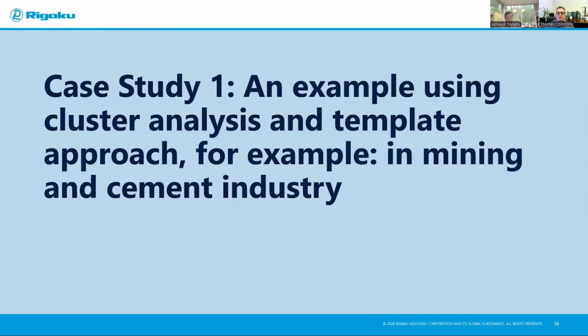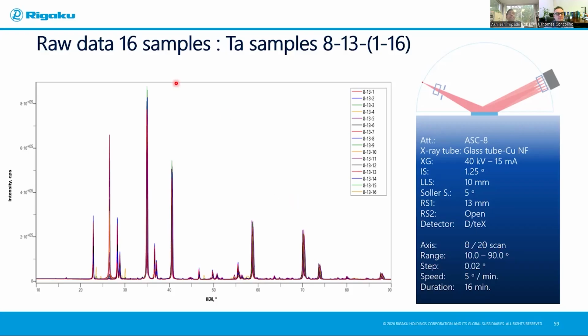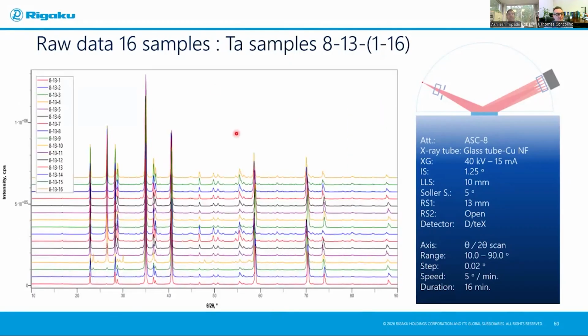So we talked a lot. I think people would love to see one example of how they would approach this. It's an example using cluster analysis and a template approach. In the case of, for example, the mining or cement industry, I got 16 samples from one customer, and they wanted to analyze this, and they said, "Oh, doing Rietveld refinement on all 16 of them is too much work for us. Is there a better way to approach this?" So I collected good data, 16 minutes each, and then the software can show you all the 16 samples laid down in this way, with vertical offset. And you see a lot of them are the same and some of them are slightly different.